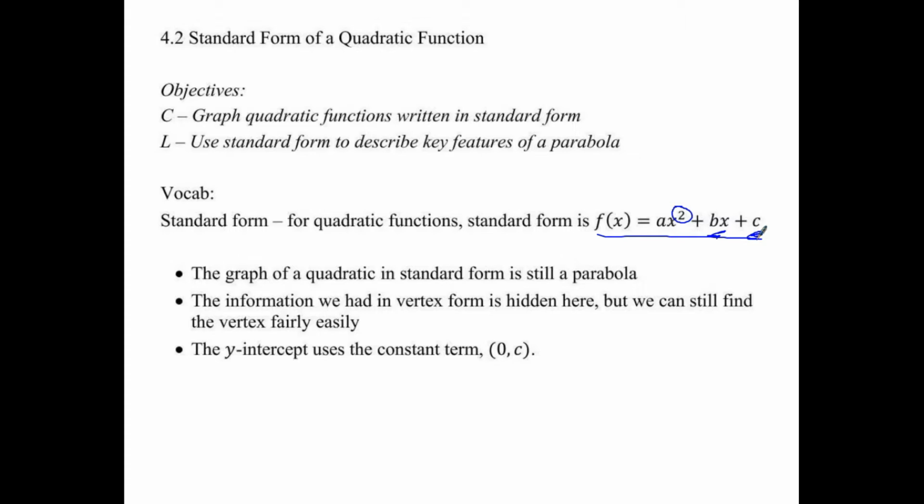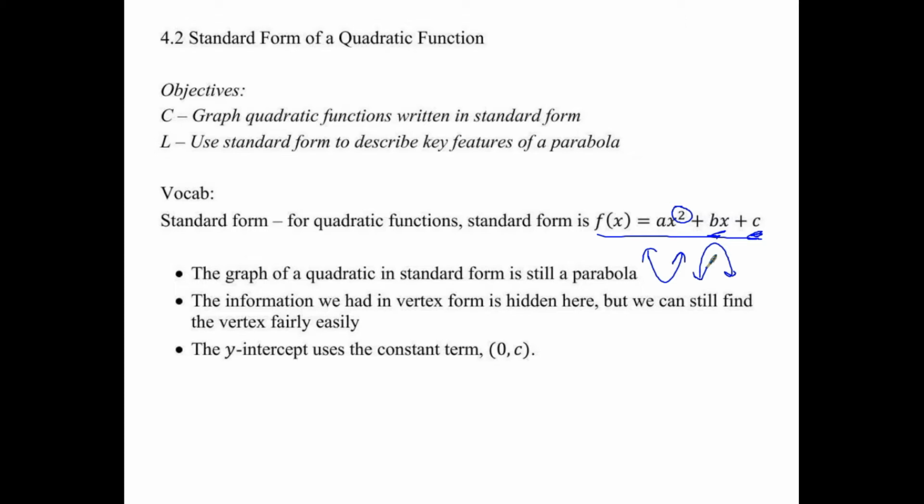So the graph of a quadratic in standard form is still a parabola. In section 1, it was vertex form. It was still a quadratic function. It was still a parabola. This is also a parabola, which means we're going to be dealing with graphs that look like this or this, still in this section. The information we had in vertex form is hidden here, and that's kind of the bummer of standard form. Vertex form is really nice because the vertex is staring us in the face. We know all the information we need to know to be able to graph the parabola in our heads.